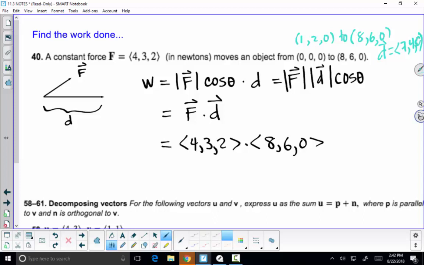It looks a little funny, 8, 6, 0. It's not always going to match the coordinates of that point. It's only matching the coordinates of that point because the initial point is 0, 0, 0. So we're finding the displacement vector from 0, 0, 0 out to 8, 6, 0, which of course coincides with the vector in standard position. But now we can find the work so easily. So we get 32 plus 18, what's that, 50? And work is usually in Newton meters, force times distance, Newton meters.